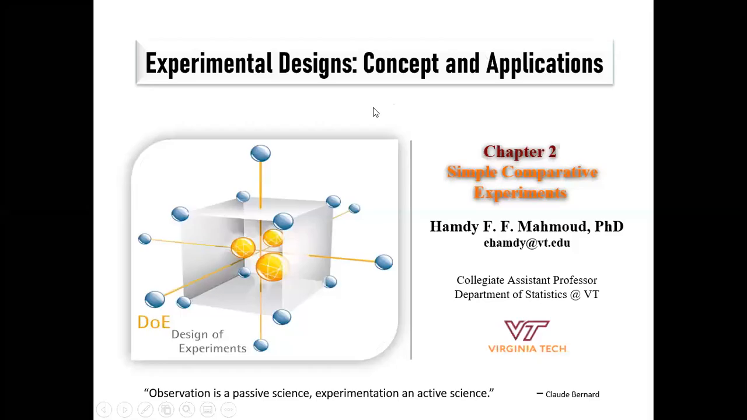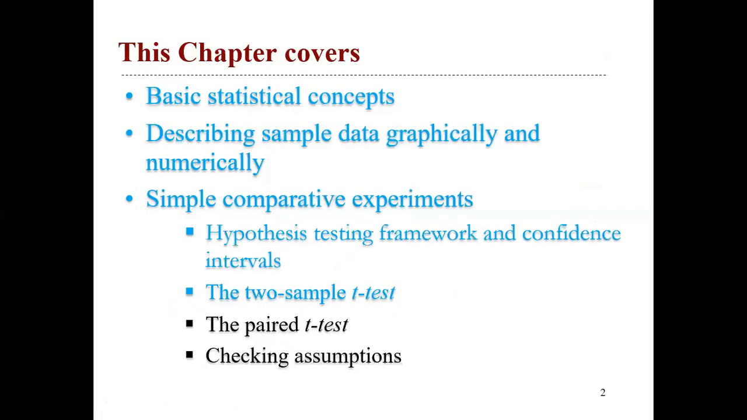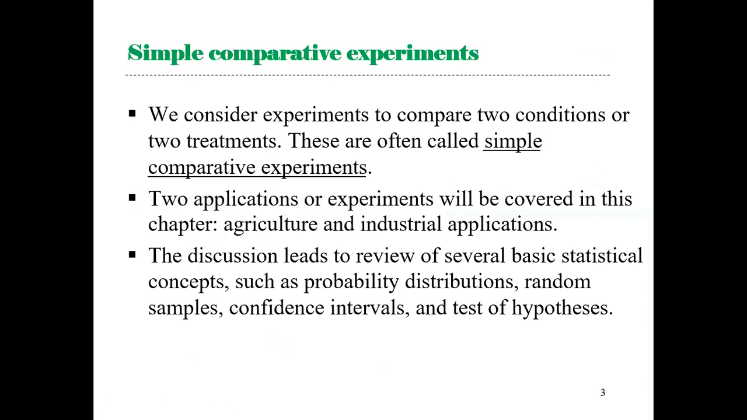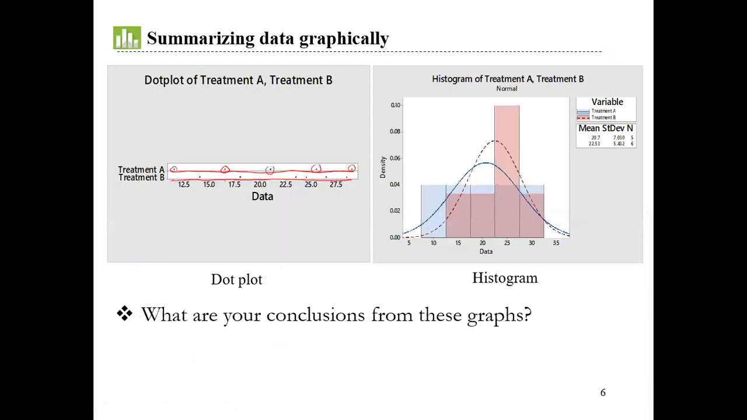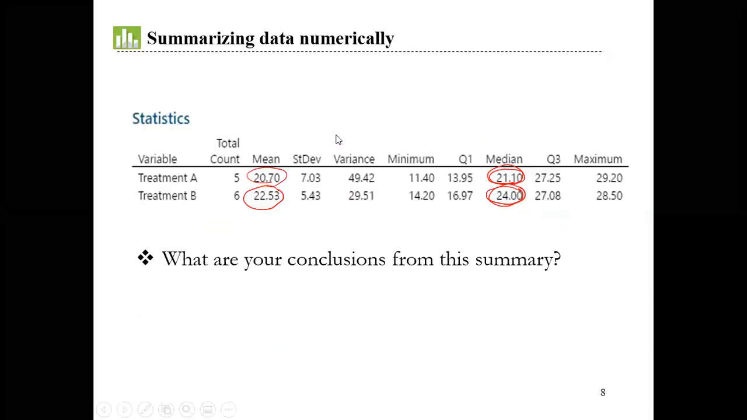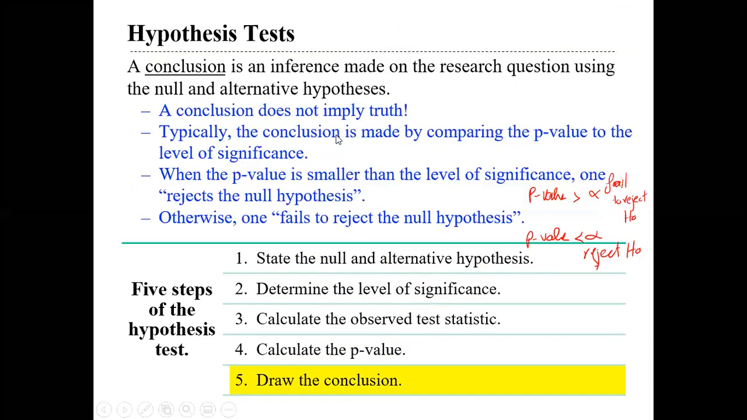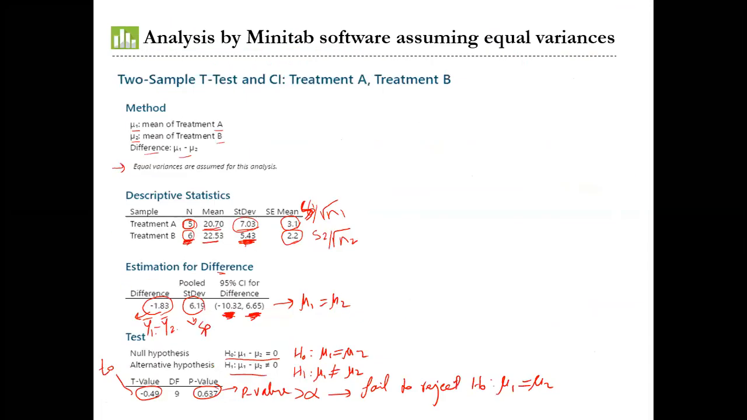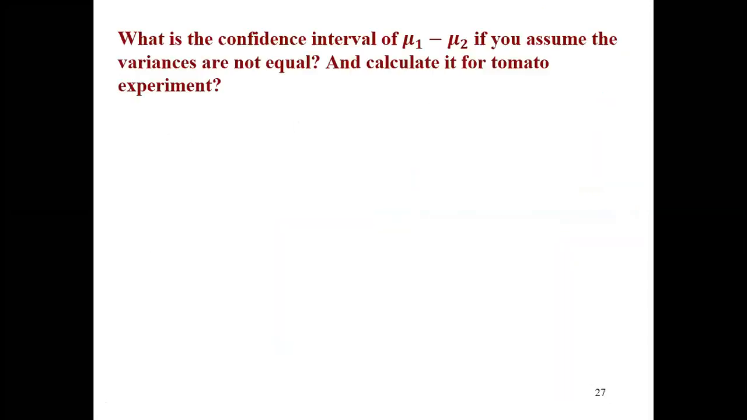So let's see where we stopped at chapter 2. We stopped at this one. What is the confidence interval for mu1 minus mu2 if you assume the variances are not equal? So the conclusion will be different. Sometimes the conclusion is different.